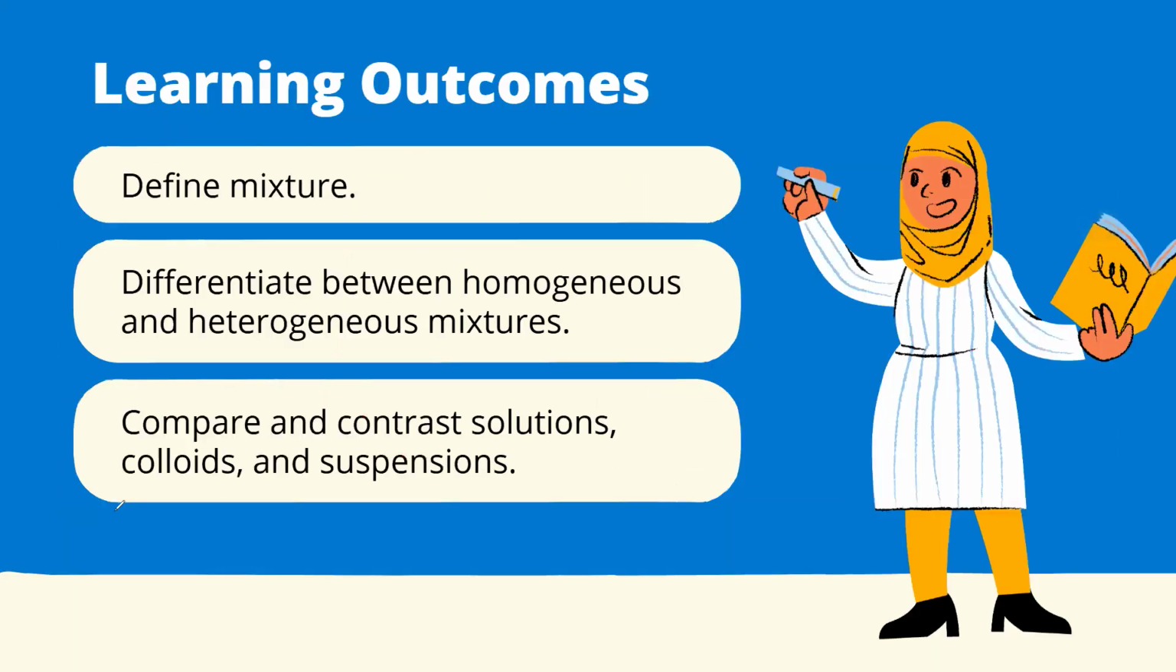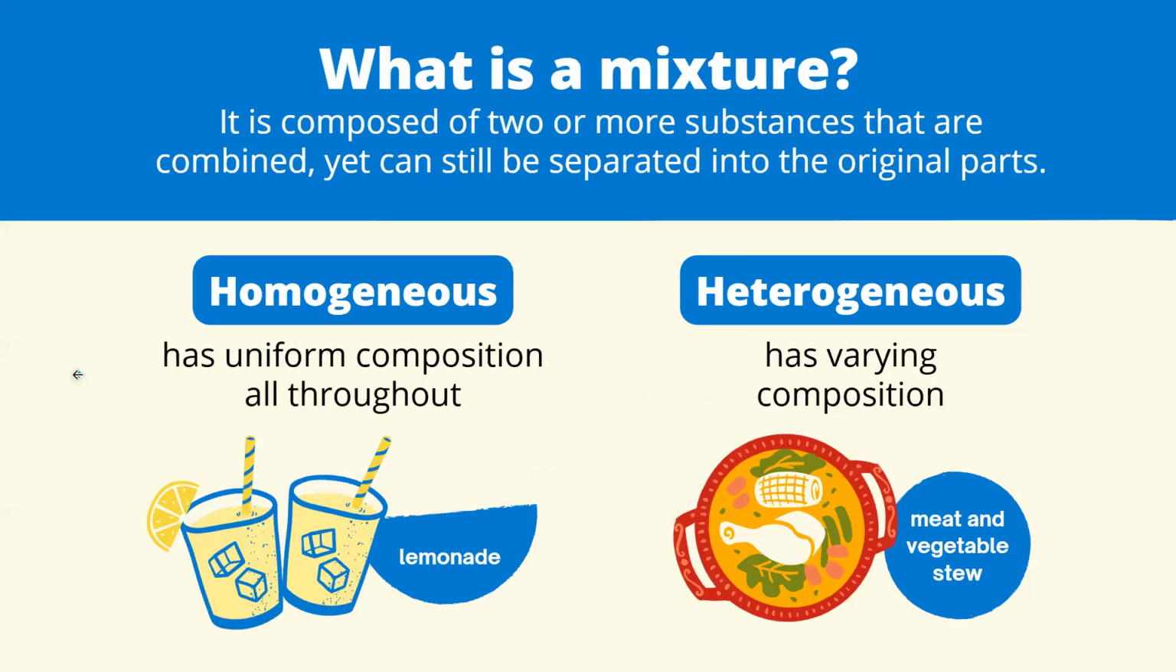A mixture, we're going to be learning what it is. We're going to be differentiating between the types of mixtures, which, by the way, are homogeneous and heterogeneous mixtures. And then we are going to be seeing different categories. So let's start off by defining what a mixture is. A mixture is composed of two or more substances. Can you see what's on the screen? Yes, sir. Good. That are combined, yet they can still be separated into the original parts.